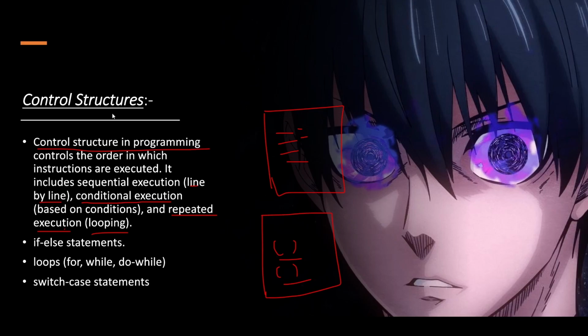So control structure basically contains three types: the if-else statement, and the second is loops. As I already discussed earlier, there are three types of loops: for, while, and do while. And the third type is the switch case statement. So let's see all of them one by one.